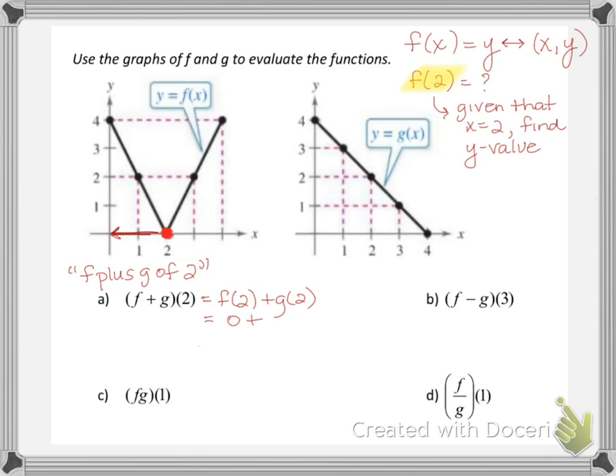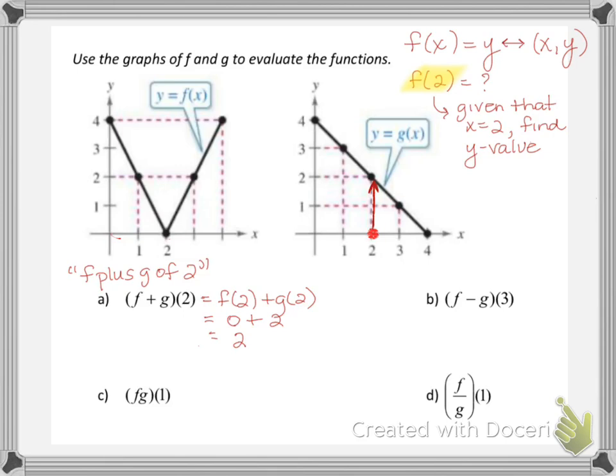Let's do g of 2. Well, g of 2 tells us to also go on the x-axis at 2. But that's not touching my graph. So what do I need to do? I need to move up or down to touch my graph. And I had to go up 2 units. So I'm going to put a 2 here. So 0 plus 2 is a 2. And I'm done.